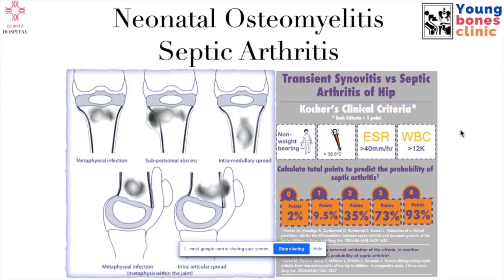Kocher's clinical criteria has been given to diagnose and differentiate septic arthritis of the hip. It says that if a child comes non-weight-bearing, with temperature more than 38.5 degrees C, 101 degrees Fahrenheit, ESR more than 40, and WBC more than 12,000, if all four points are present, there is a 93% probability the child may have septic arthritis. So Kocher's criteria has been the gold standard for decades, and still stands true.